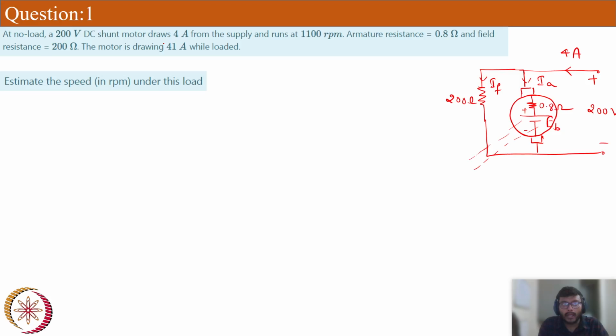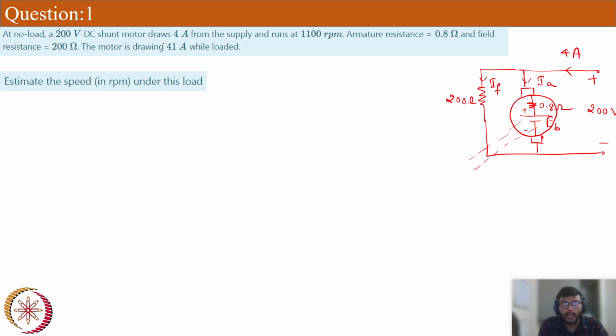I have noted all the data. I have made the diagram for my DC shunt motor and represented all the values given and also the no load speed. Now what was asked of me? We are asked to estimate the speed under loaded condition. In order to calculate the speed, I first need to calculate the back EMFs at each case: at no load, and at full load.